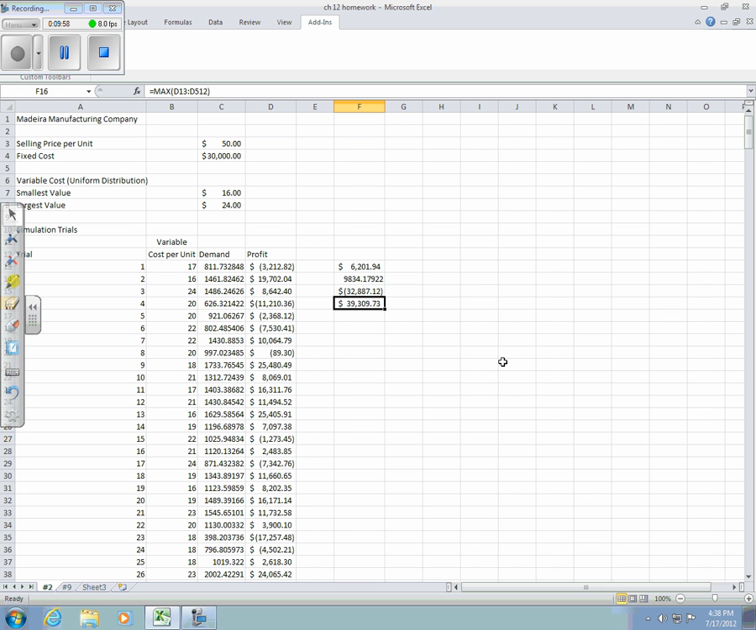So here's one nice example of what you can do in a simple spreadsheet to perform simulation.